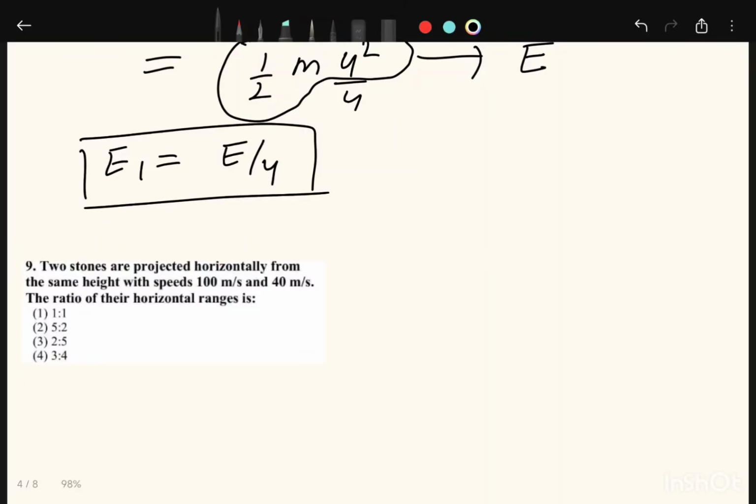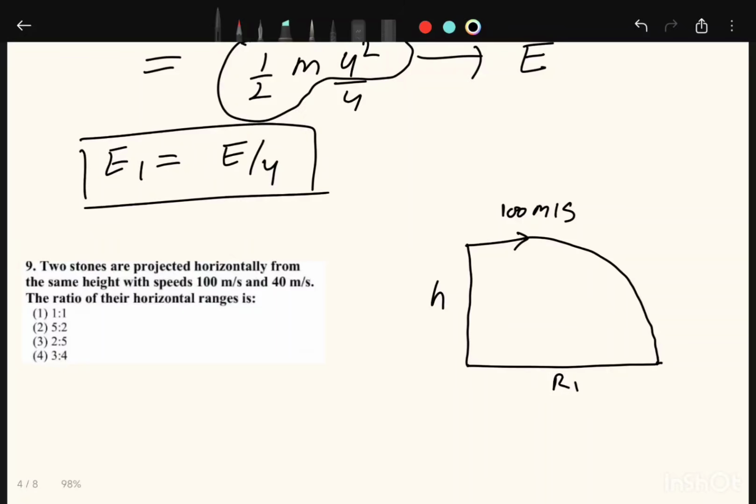So let me draw the diagram firstly. Let's suppose this is some height, and from this height your first stone is thrown with a speed of 100 meter per second. So let's suppose its range will be something here, that will be R1. Now from the same height the second particle is thrown at 40 meter per second.